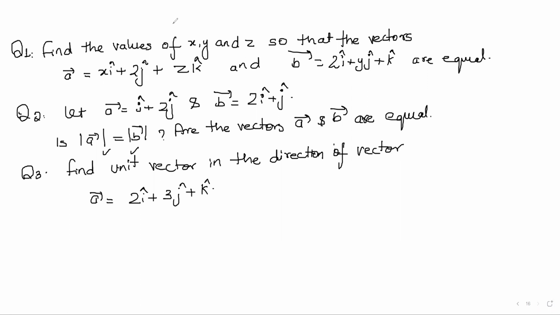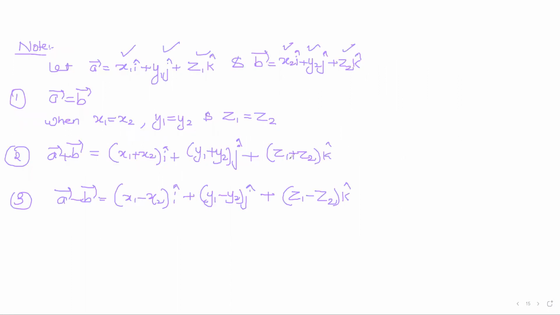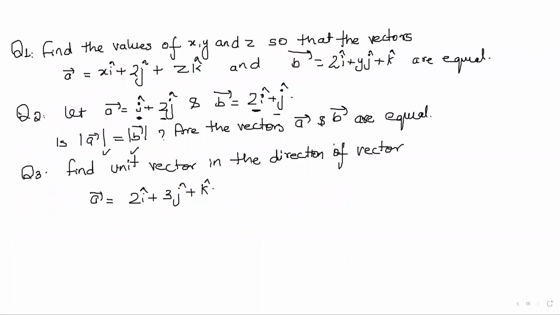Okay, magnitude is equal, that's fine. But magnitude equal doesn't mean vectors equal. If you see here, I component is not equal to I component, J component is not equal to J component. What I have written here? Vectors are equal when x1, x2, y1, y2, z1, z2 are equal. So here magnitudes are equal, but these two vectors are not equal because their components are not equal.